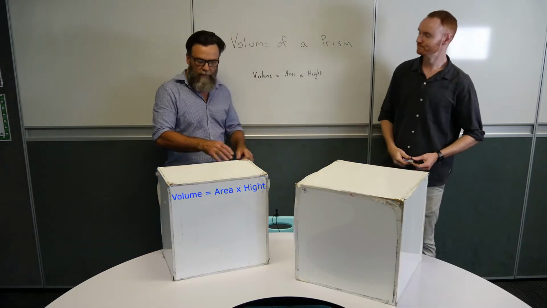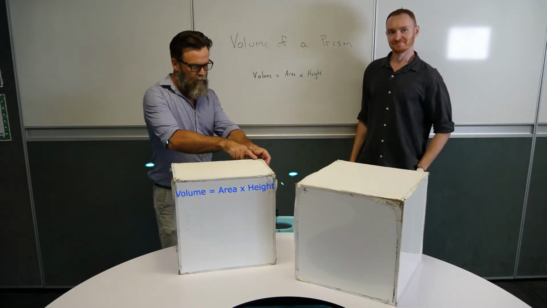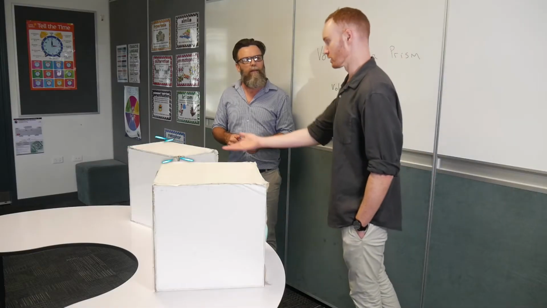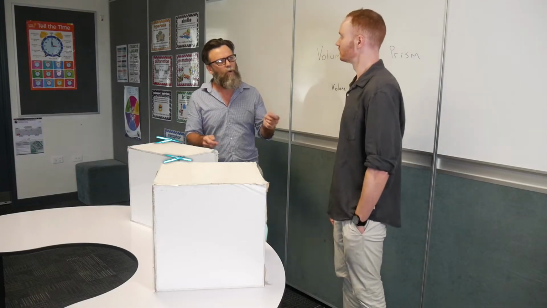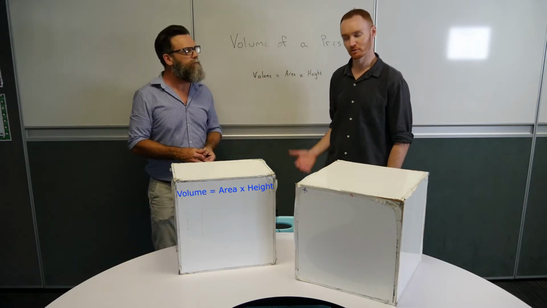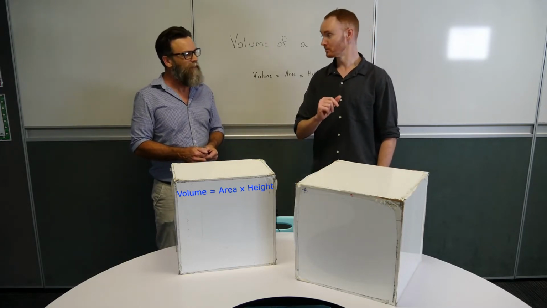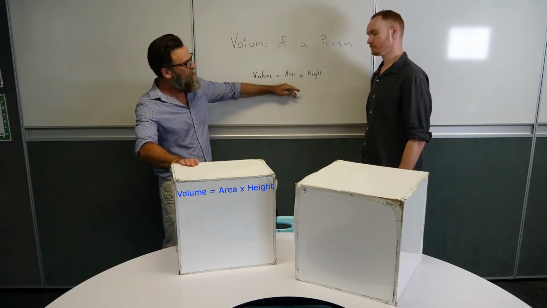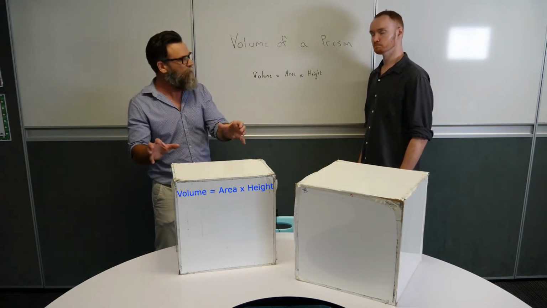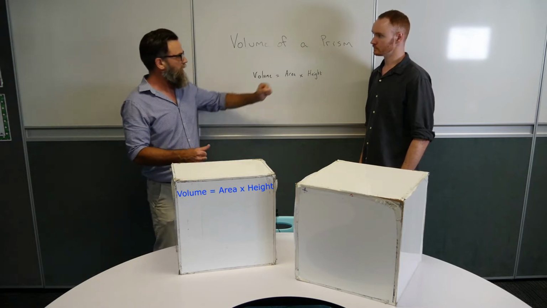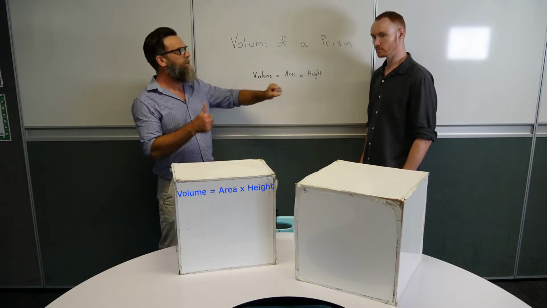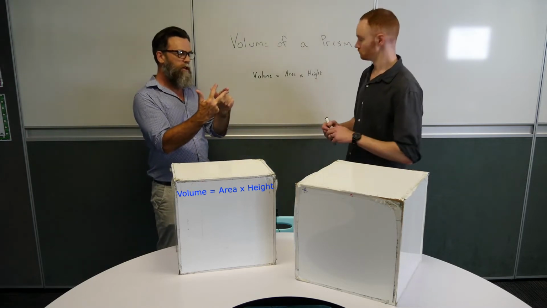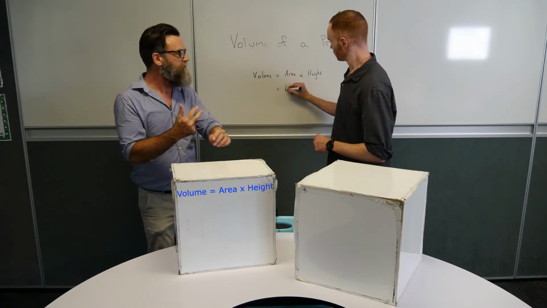Now you'll notice that a shape like this, what is the shape of that base there? That is a rectangle. And can you remember how to work out the area of that rectangle? Of course I can. Length times width. You're right. So for any rectangular prism, we could actually just write volume equals length times width times height. Works out very well because there's 3 dimensions to this shape.